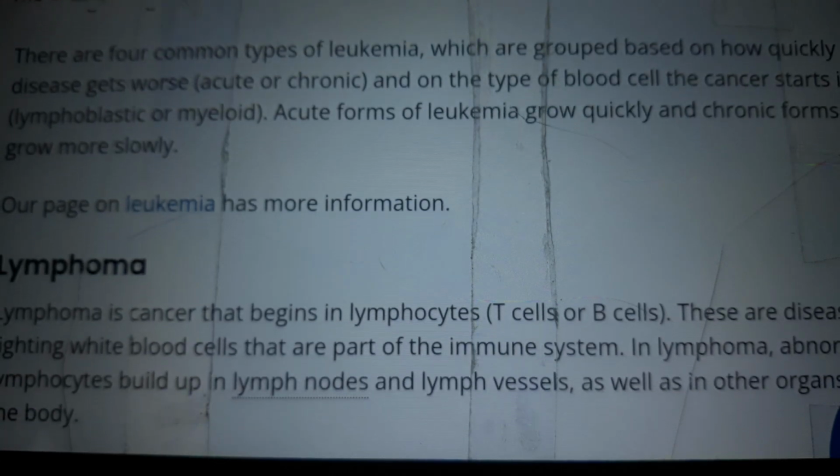There are 4 common types of leukemias, which are grouped based on how quickly the disease gets worse, acute or chronic, and on the type of blood cell the cancer starts in, lymphoblastic or myeloid. Acute forms of leukemia grow quickly and chronic forms grow more slowly.